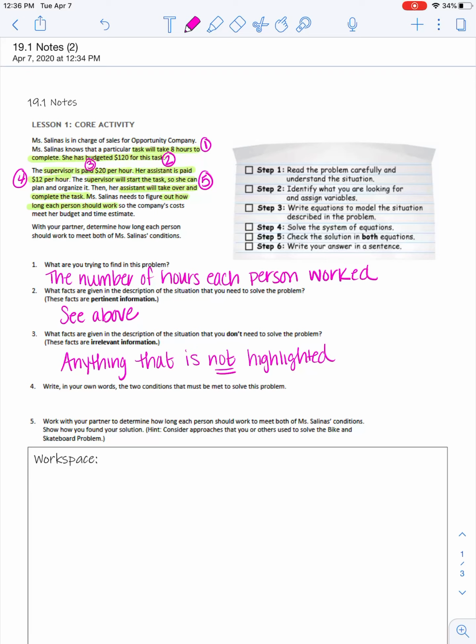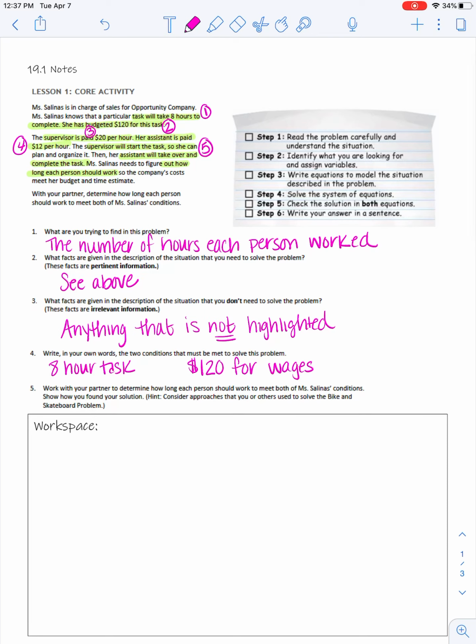All right, in your own words, write the 2 conditions that must be met to solve this problem. Well, your conditions are your first 2 facts. So 8-hour task, and it must be completed in less than $120 for wages. Okay, we are going to use this workspace to answer the question.